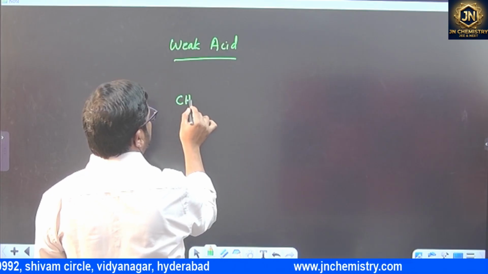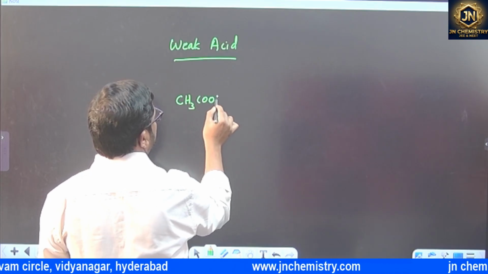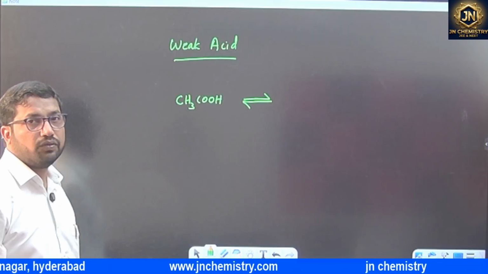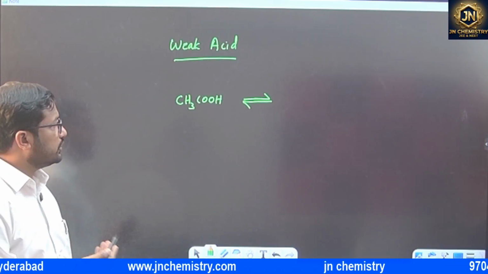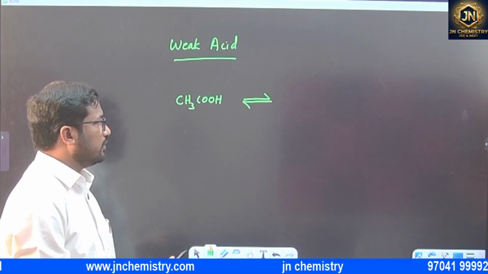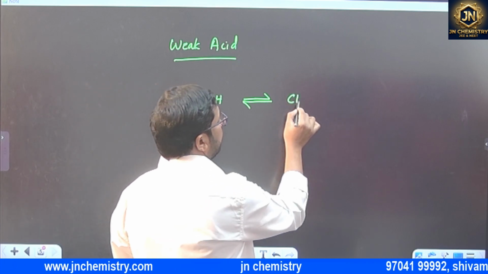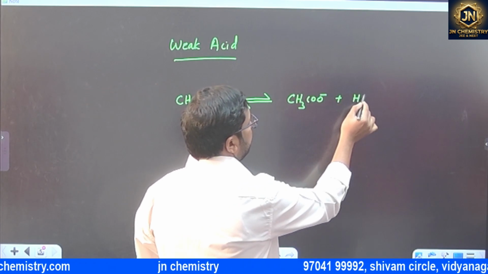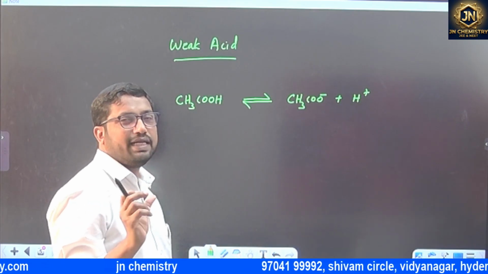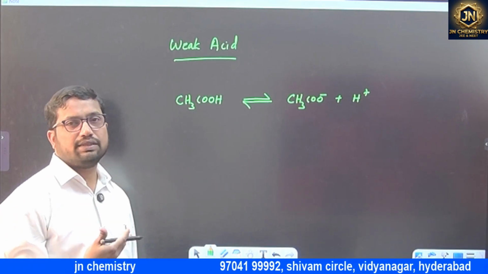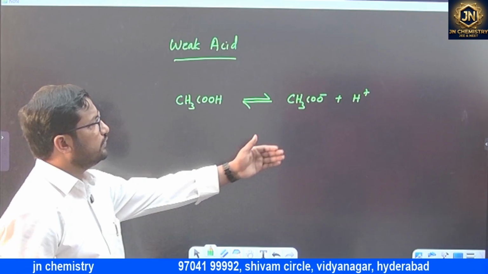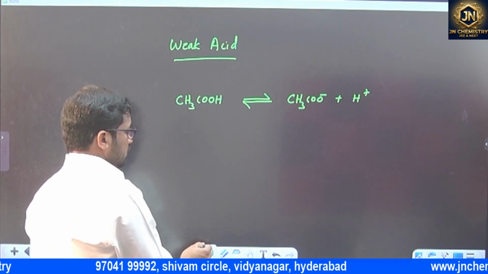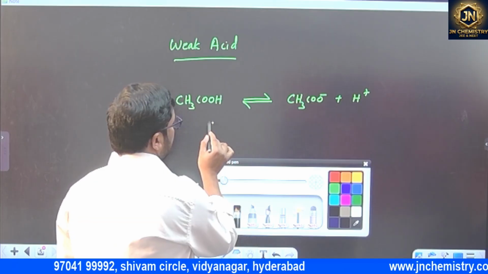I told you, in case of a weak acid, the H plus ion concentration is not known, because we don't know how much dissociation is taking place. Yes or no? If it is a strong acid, 100% dissociation takes place. If it is a weak acid, only a slight amount of CH3COOH dissociates. We don't know the exact amount of H plus ion. Right? I already told you the law.